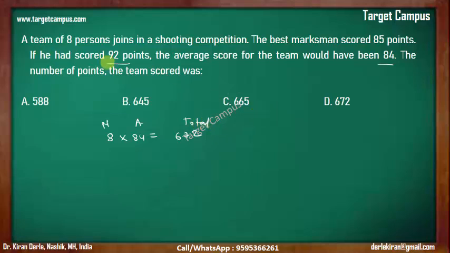But this was expected when he had scored 92 points, but he has actually scored 85 points. That means 7 less than this total, right? His actual score is 7 less than 92. So the total will be 672 minus 7, that is 665. This is the correct score of the team. Team score is 665. That's the answer.